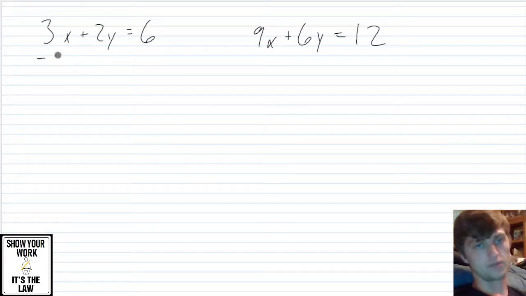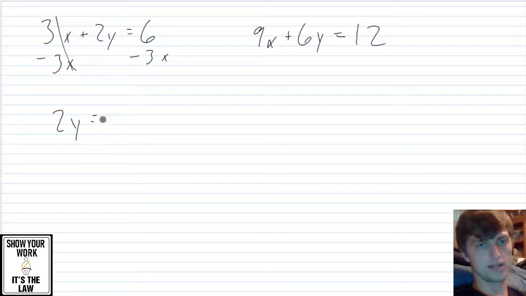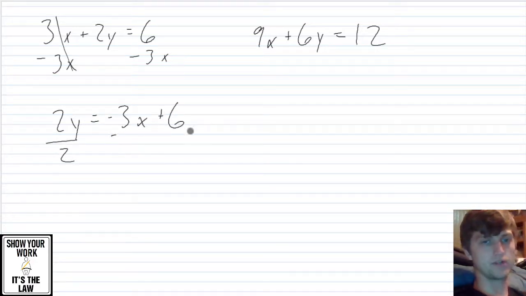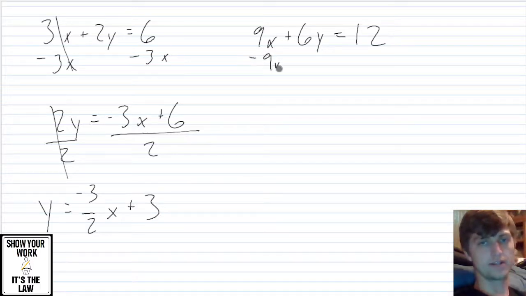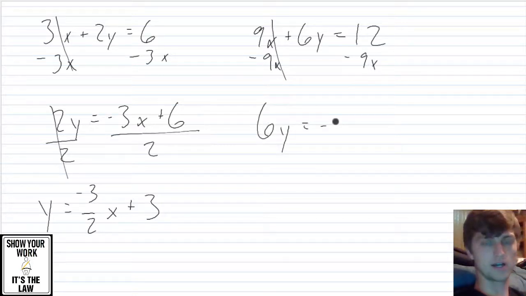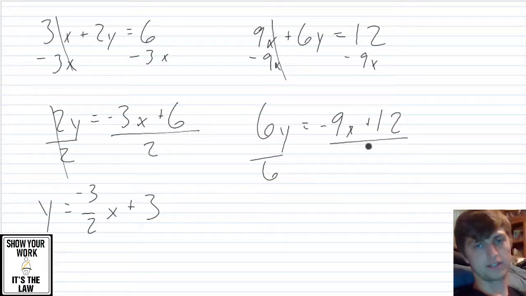So subtract 3x: 2y equals negative 3x plus 6. Get y by itself, divide by 2, divide by 2. y equals negative 3 over 2 x, and 6 divided by 2 is 3. And then let's do the same thing over here. Get y by itself, minus 9x, minus 9x. 6y equals negative 9x plus 12. Divide by 6, divide by 6.